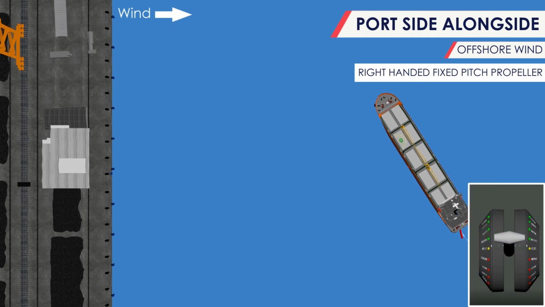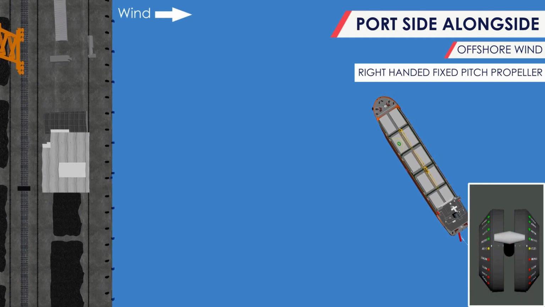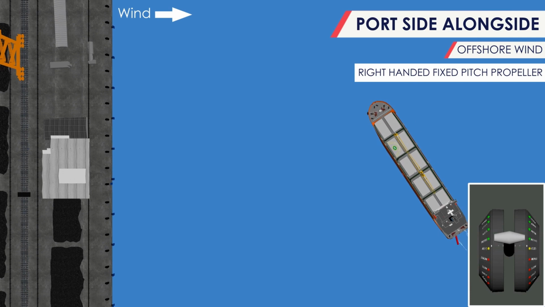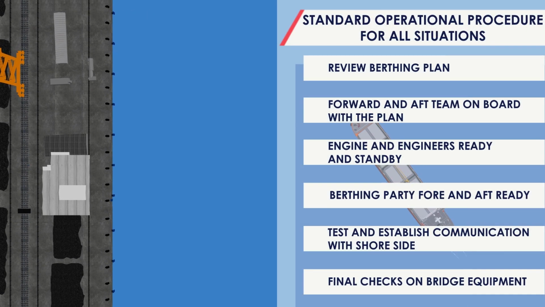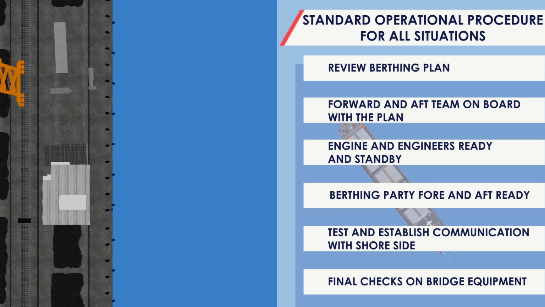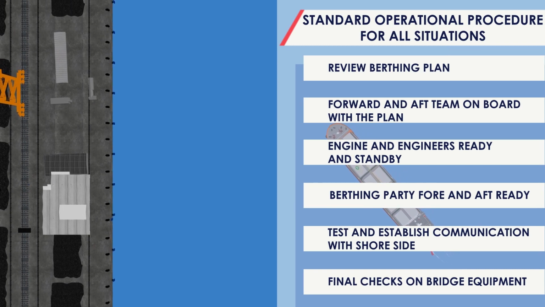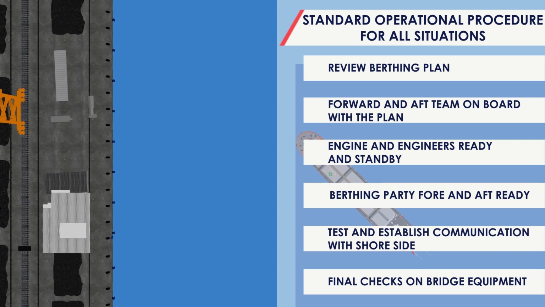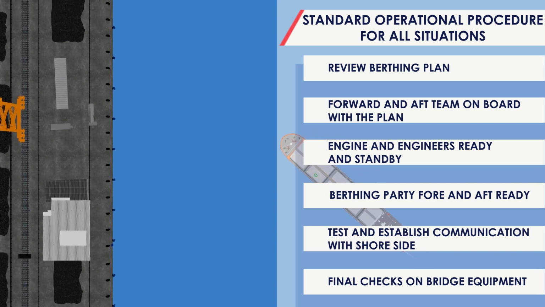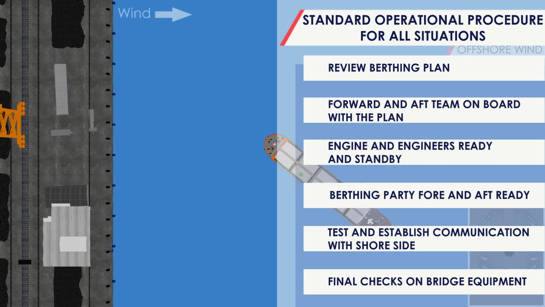This situation is to bring your ship port side alongside with offshore wind. This situation does not carry a significant risk, but bringing the ship in can become difficult, particularly in strong wind. So go through your 6 standard operational procedures first, and then following are the 6 steps.